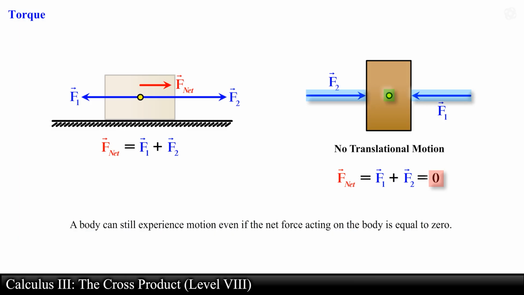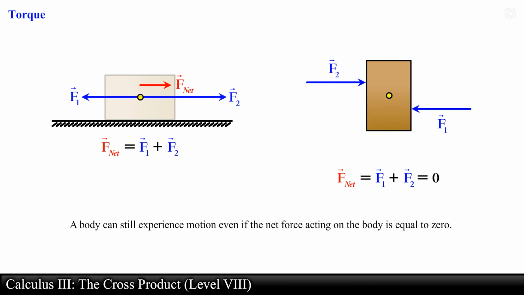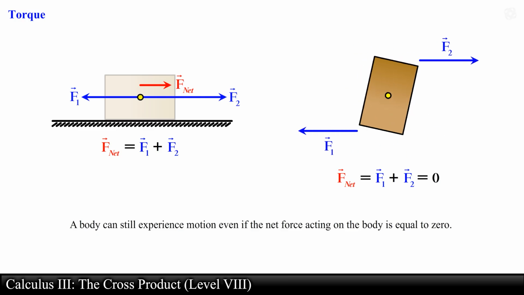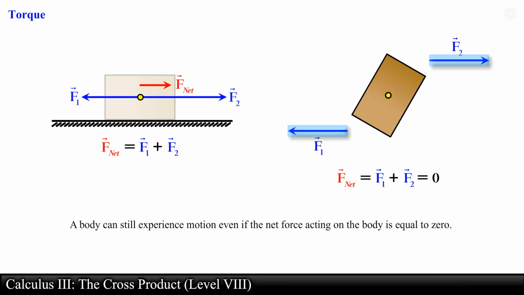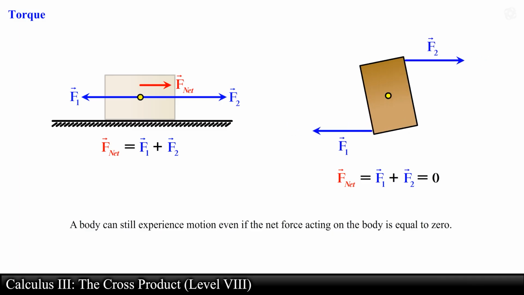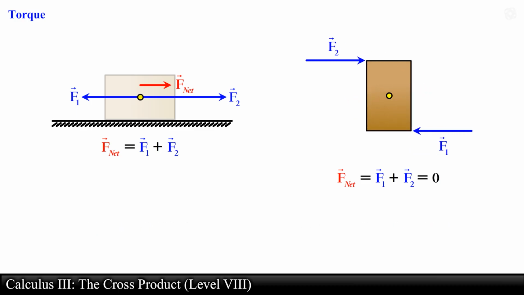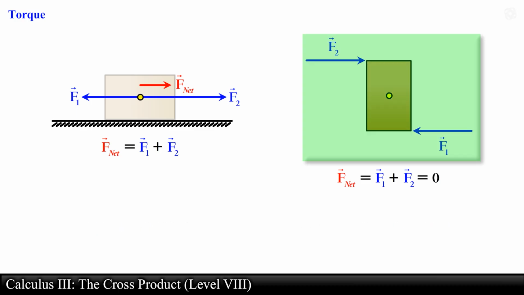It will have no translational motion. On the other hand, if we shift these same forces so that they point away from the center of the box as follows, this will cause the box to move. Specifically, it will cause the box to rotate, even though the forces were equal in magnitude but opposite in direction. The application of these forces caused the box to rotate. This means that a body can have rotational as well as translational motion.